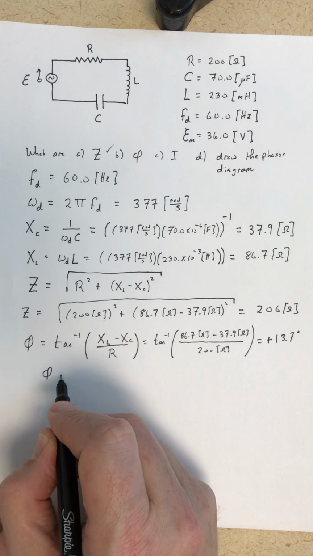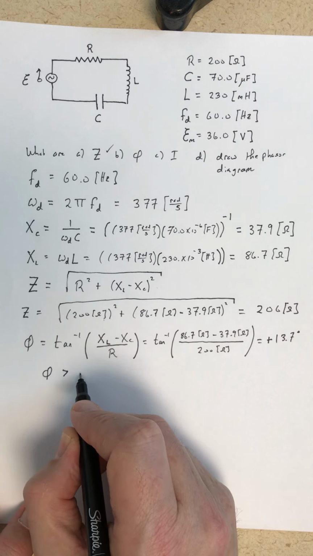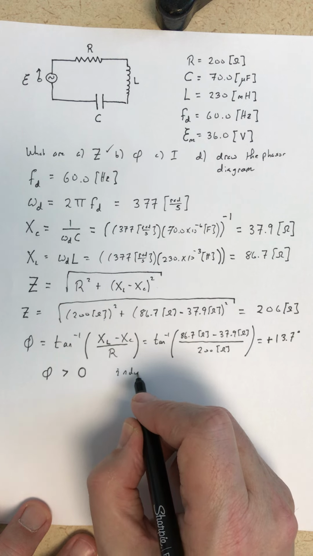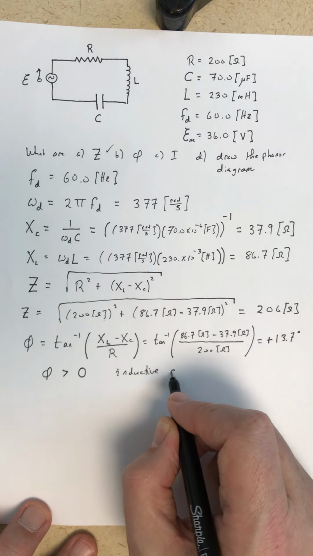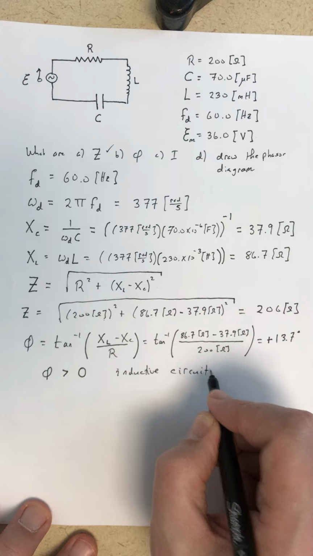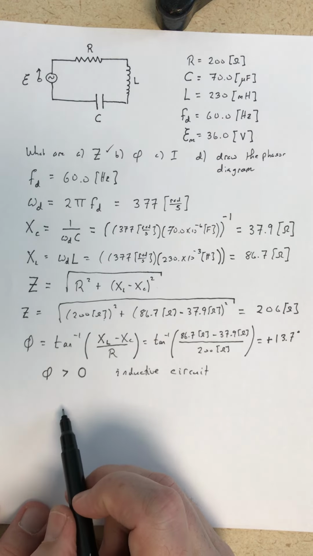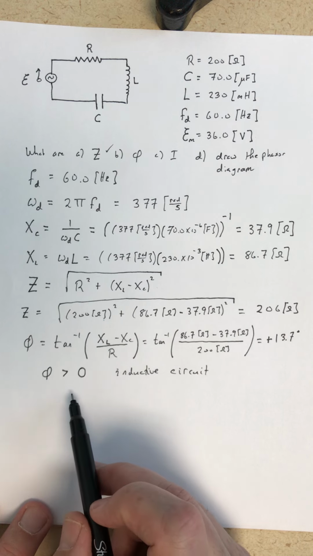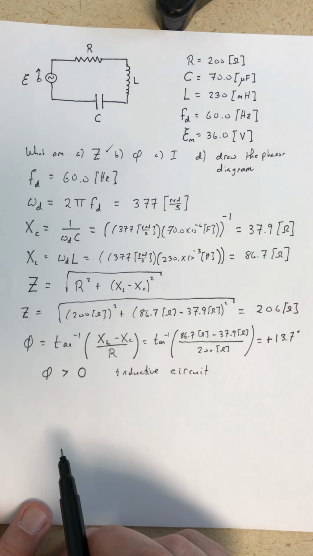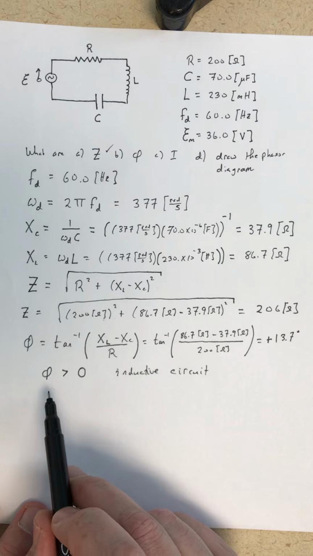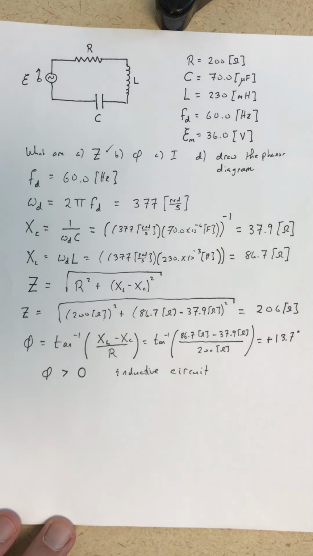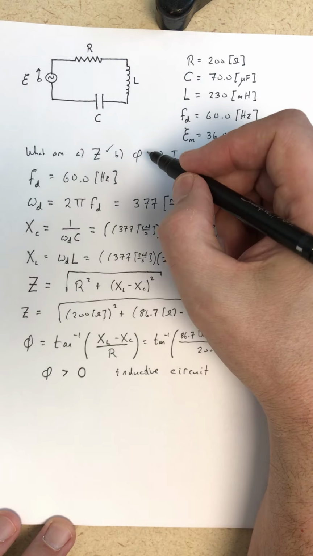We'll note as we're going through that phi is greater than 0, so this is an inductive circuit. When the phase angle is negative, it's a capacitive circuit. And when the phase angle is 0, it's a circuit driven on resonance. Okay, so we have the phase angle.